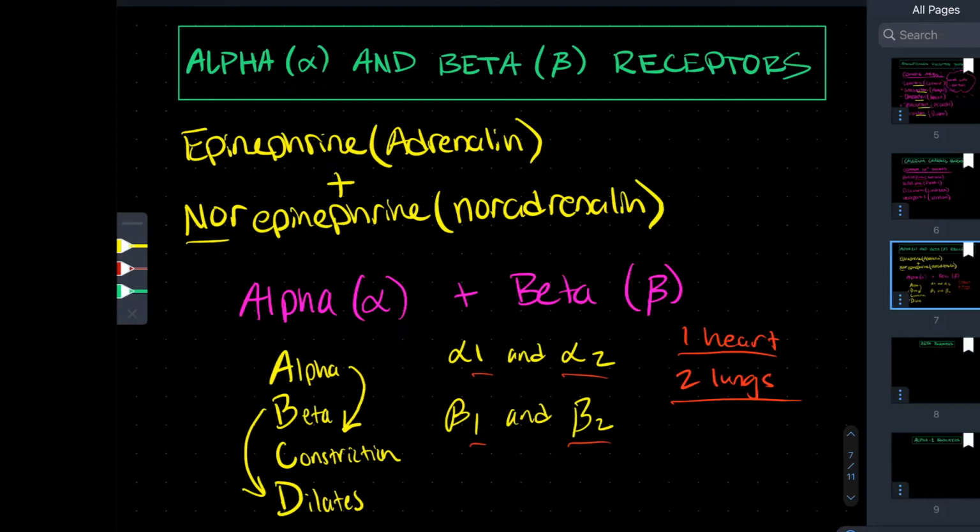This is really good because some drugs are selective to one receptor. Some drugs are very specific to just beta 1, which means it'll only affect beta receptors in the heart. But some other medications act on all beta receptors, so they would affect heart and lungs. So some drugs are selective and some are not. That's a really good thing to know.